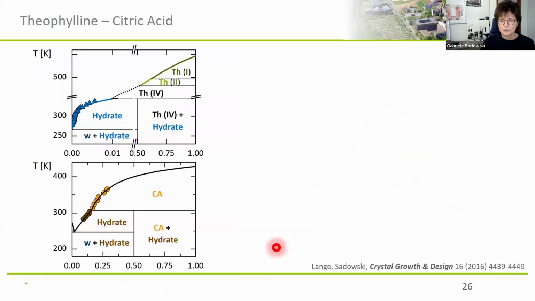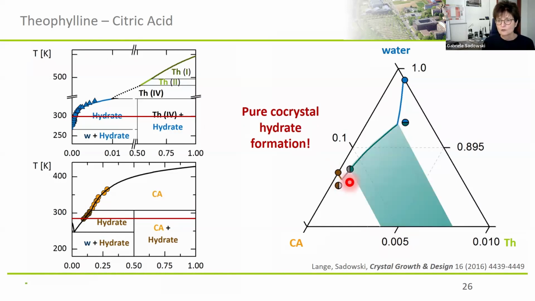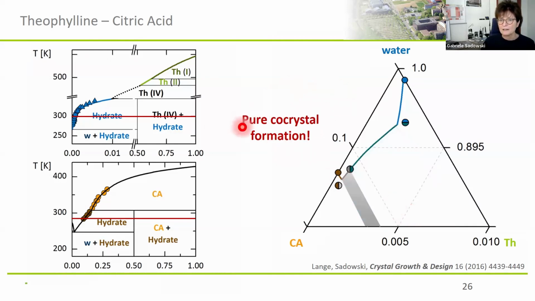That's why the PhD student I had, Linda Langes, did this calculation for theophylline and citric acid. These are the diagrams of water and both of the components, theophylline on the top and citric acid on the bottom. This is what she got. She got four lines. This is the solubility of the pure theophylline. On the very left, we have the solubility of the pure citric acid in a mixture of water and theophylline. And only this gray line is the one where you get pure co-crystal formation. To the right, you have the area where you get the pure co-crystal hydrates. This is what you do not want to have. So this is the area we are interested in for getting pure co-crystals.